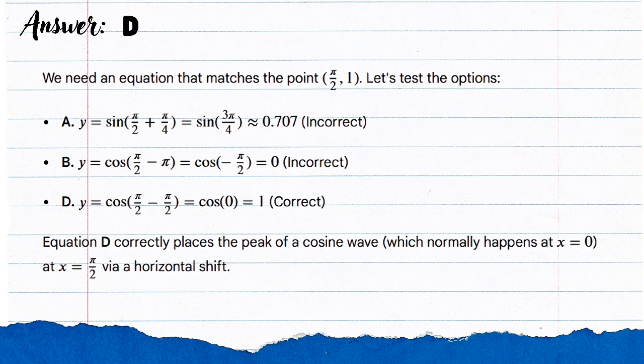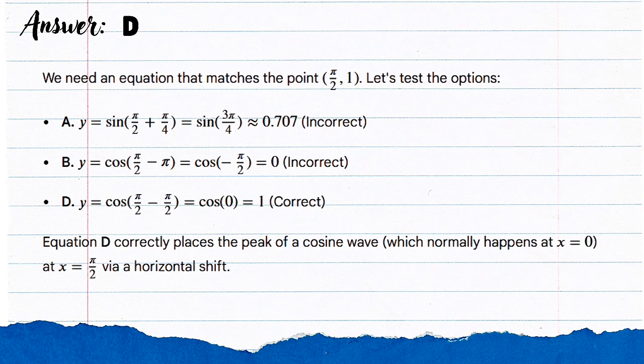We need an equation that matches the point pi over 2 and 1. So, let's test the options. For letter A, y equals sine times the quantity of pi over 2 plus pi over 4 equals sine 3 pi over 4, which is approximately 0.707, which is incorrect. For letter B, y equals cosine of pi over 2 minus pi equals cosine negative pi over 2, which equals 0, which is also incorrect.